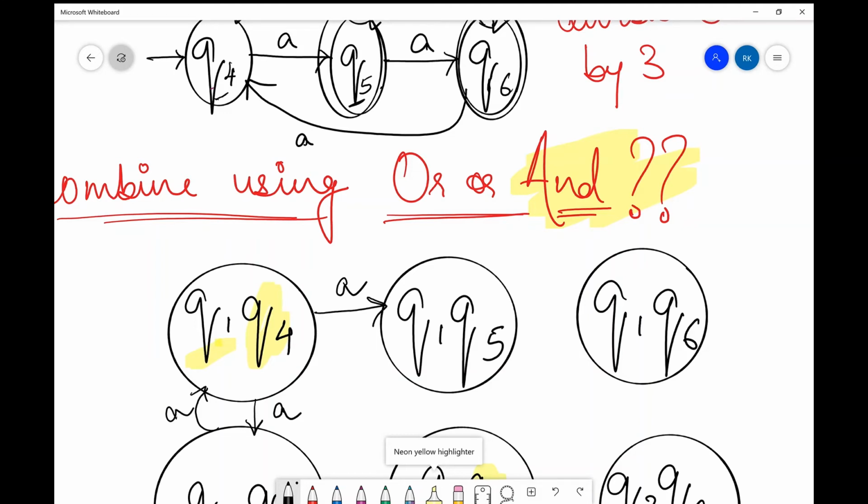Next, from Q5, I am able to reach Q6 with a transition of A. Then, from Q6, I am able to reach Q4 with a transition of A. Nothing else changes. Clear about this? Let's see below also.